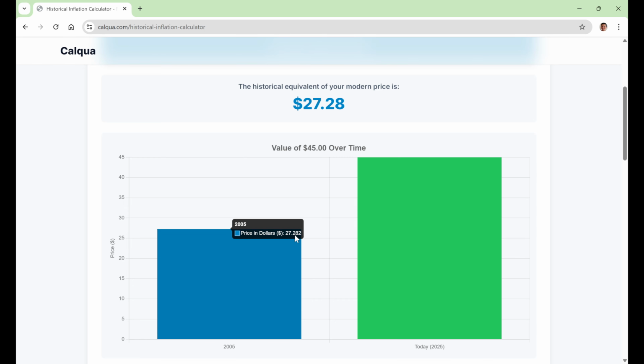This shows us that the erosion of purchasing power is not just a distant historical event, but an ongoing process that continues to affect our financial reality today. Even in a relatively short 20-year span, the value of money has shifted dramatically.